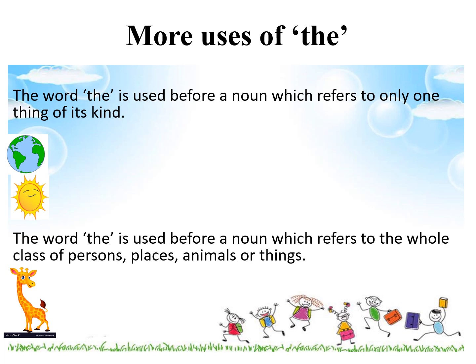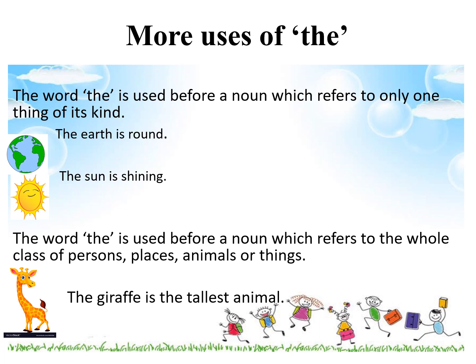The word the is used before a noun which refers to only one thing of its kind. As we have only one earth and one sun, so we can say the earth is round, the sun is shining. The word the is used before a noun which refers to the whole class of persons, places, animals, or things. For example, the giraffe is the tallest animal. Over here in this line, giraffe refers to all giraffes.